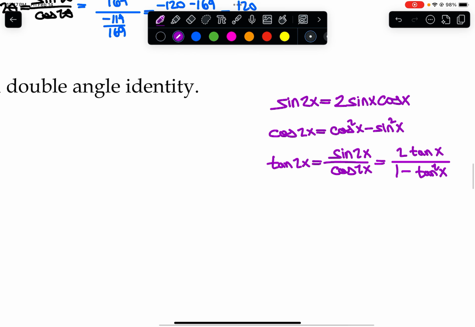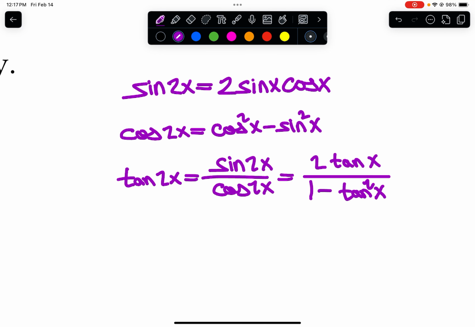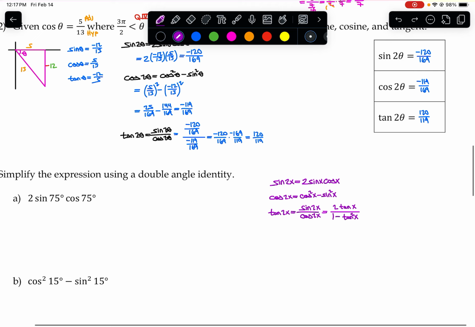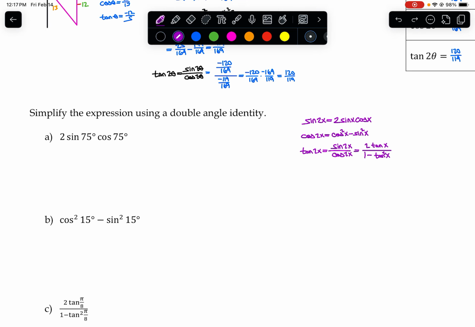People constantly ask me all the time, how do you remember all these identities? Like, how do I remember the day 1 identities versus the day 6 identities? I'm like, well, I do this. I write them down anytime I use them. I just constantly am writing them down. So that's really my secret to remembering all of them, is just constantly writing them down, constantly using them.